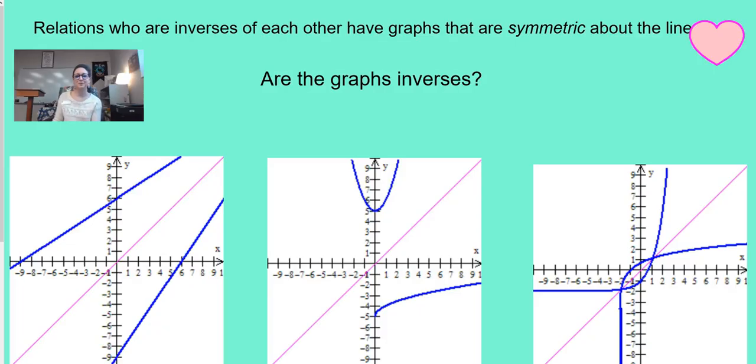All right, so a little bit more review before we jump into it. Relations who are inverses of each other have graphs that are symmetric about what? Do you remember? About the line y equals x. So force pause on your screen. You don't need to write anything down, but just decide which of these are inverses and which are not. All right, so the first one, these two are inverses. Nice reflection. Here, not quite, okay, and here, yes, these are both inverses as well. Nice reflection about the line y equals x.